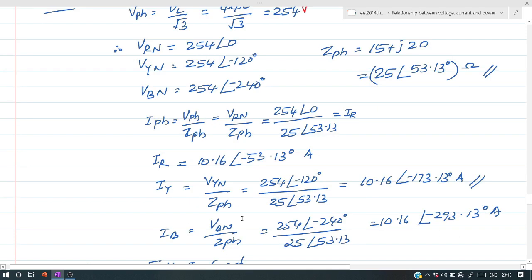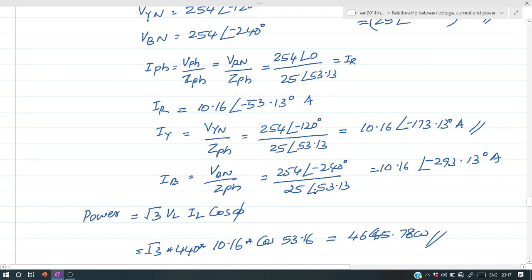Next current is IB, that is the phase value of B phase current, obtained using the relation VBN divided by Z phase. Substituting these values, we obtain IB as 10.16 angle minus 293.13 degree ampere. Here it can be seen that the phase currents through R phase, Y phase and B phase have the same magnitude but are mutually phase displaced by 120 degree.